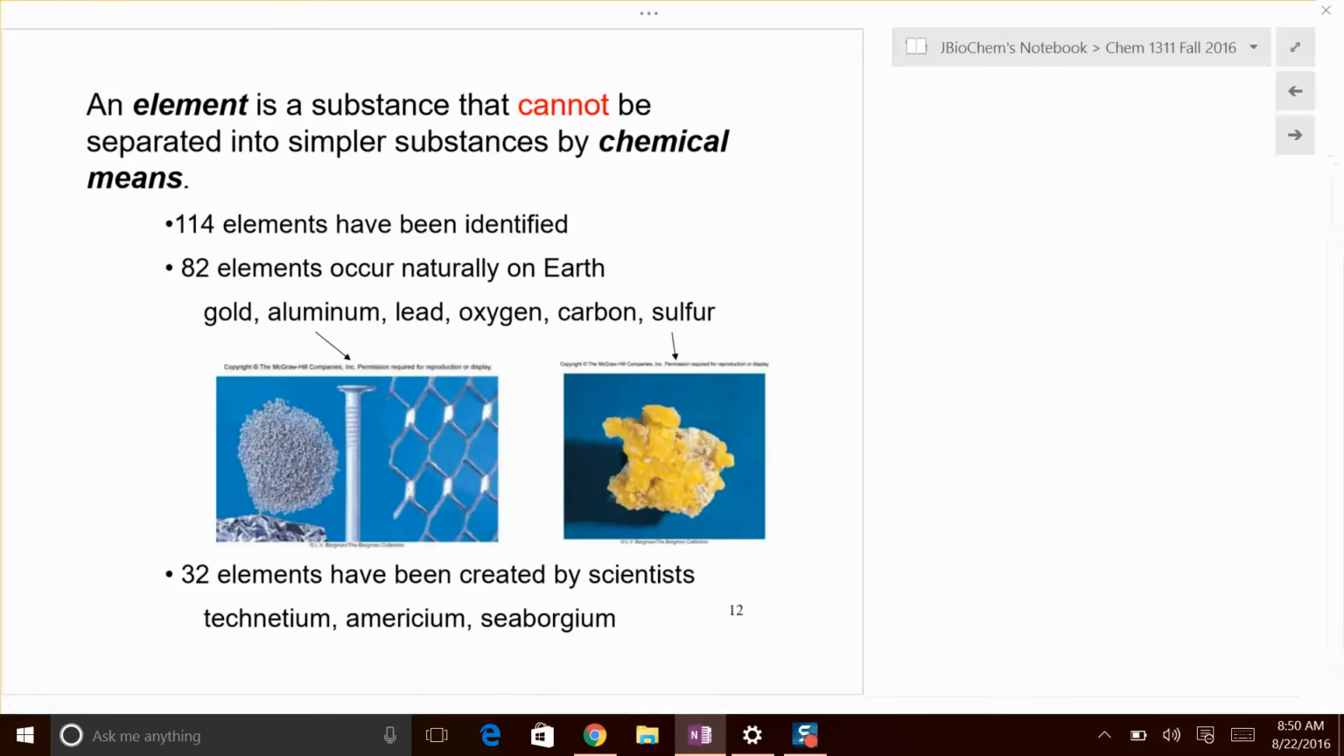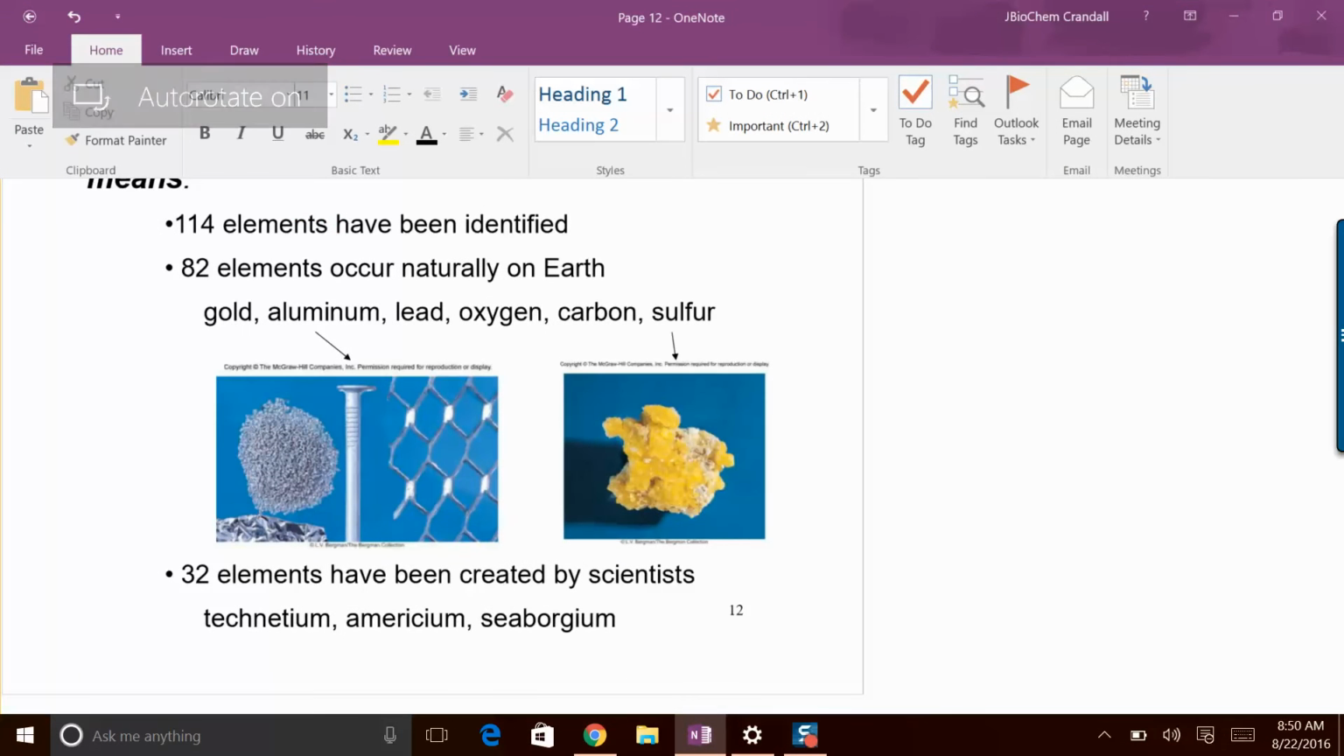Excuse me. Okay, so what about an element? Oops, sorry. I better lock that. Jeez.